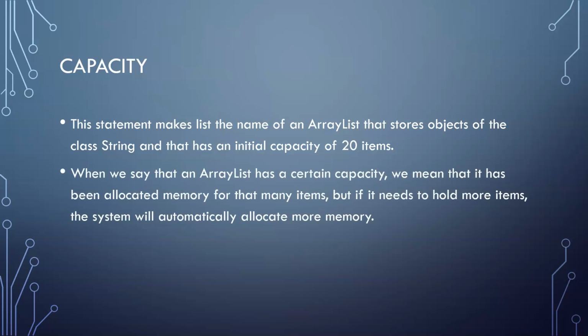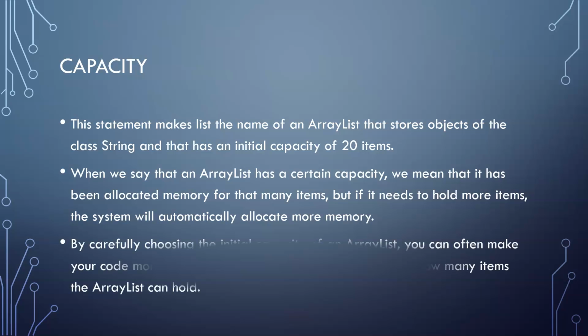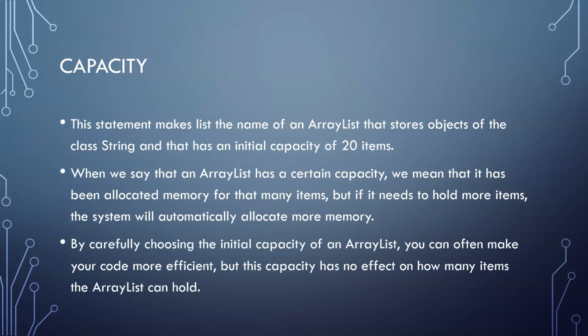Now, when we say an array list has that certain capacity, we mean that it's been allocated memory for that many items. So we say, hey, set aside 20 slots of memory for those string items. But if we need to have it hold more items, well, the system's automatically just going to allocate more memory. We don't have to go crazy about it. Now, be careful when you're choosing the initial capacity of an ArrayList because you can often make your code much more efficient.